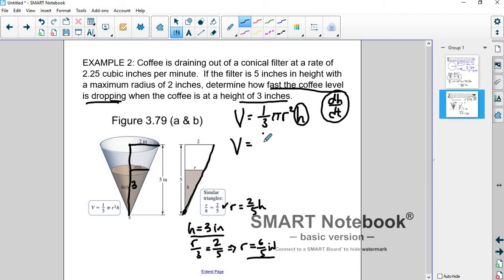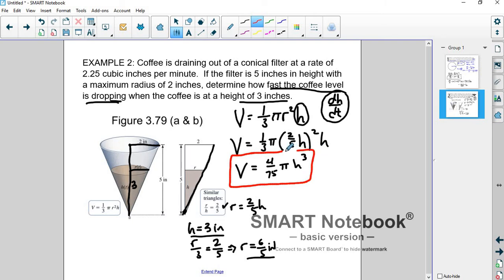Plug that in, and we get 1/3 pi (2/5 H) all squared times H. We want to get the volume down to one variable if we can. Sometimes we can't, and then we do a product rule, and that's okay. But 2/5 squared is 4/25 times a third is 4/75 pi. H squared times H is H cubed. So this right here is my specialized volume function for this particular filter for this problem.